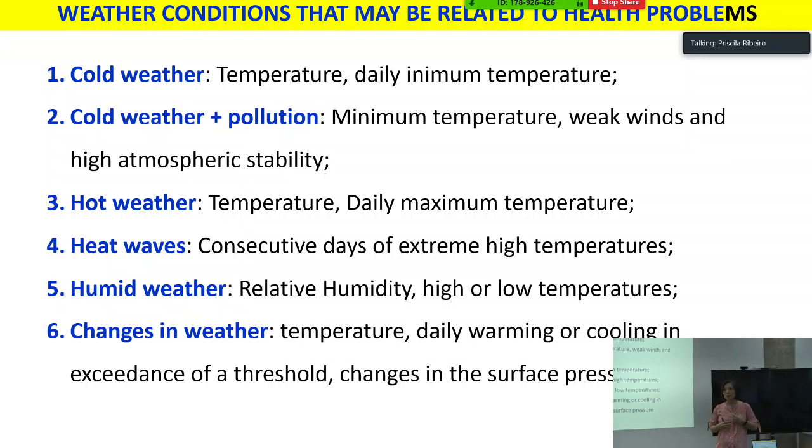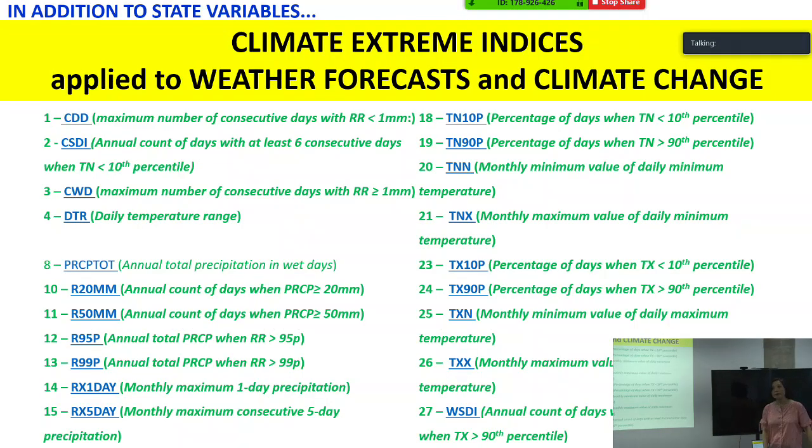So there may be some change in temperature, very abrupt, abrupt change in pressure. You can have all these kinds of information extracted from the model output. There are other indices that are used for climate change that were recommended by a task force group. These are climate extreme indices. And these codes are very common for the people that use these climate indices.